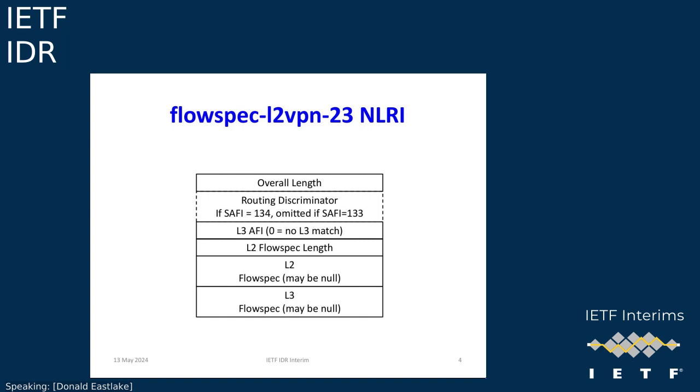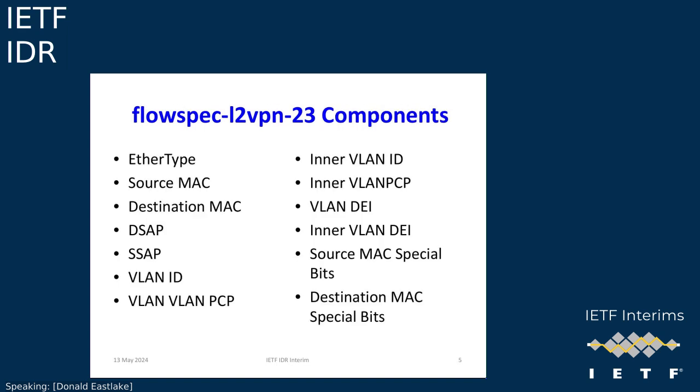Next slide. So these are the components that are added. I think these are mostly pretty straightforward: ether type, source and destination MAC. DSAP and SSAP are the destination and source service access points, which is if you have the LLC format where you have these access point basic protocol identifiers, I want to say. VLAN ID, there's a typo there. Sorry, that means then there's the VLAN priority control point, which is the priority value.